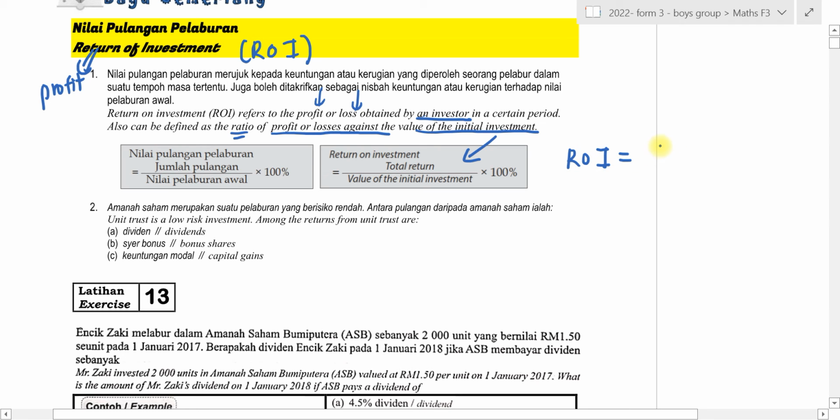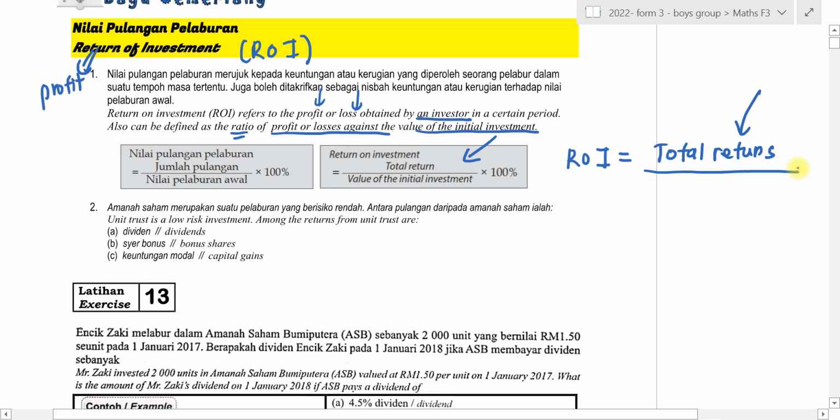Return of investment is total return. The returns can be in many forms. It depends on the type of investment you are doing. Not necessarily you get one type of return only. You can have multiple types of returns. If you keep inside the bank, you will only get one type of return, that is interest. That one also very low. So that's why we reject the bank for investing money.